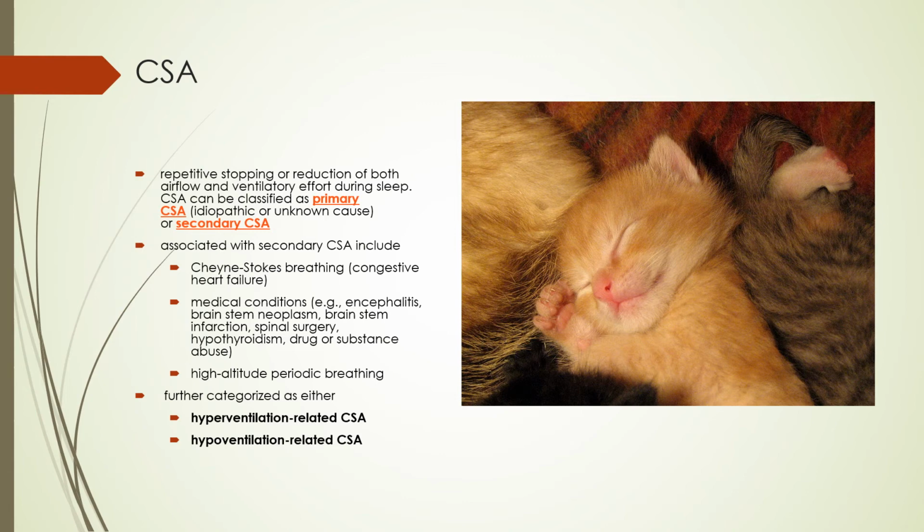Encephalitis, where the brain's swelling, anything including spinal cord injuries, spinal surgeries, hypothyroidism, drug abuse, all those can be part of central sleep apnea. Even this whole thing of high altitude periodic breathing. This means if you normally live at sea level and you go to Vail for a ski trip, assuming that happens again, you're going to have a worse night of sleep up there because of your high altitude periodic breathing.